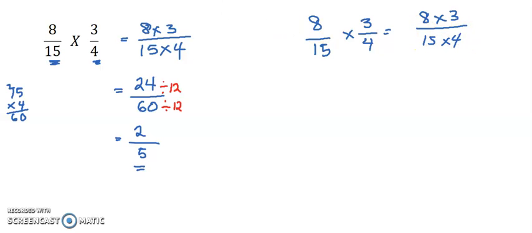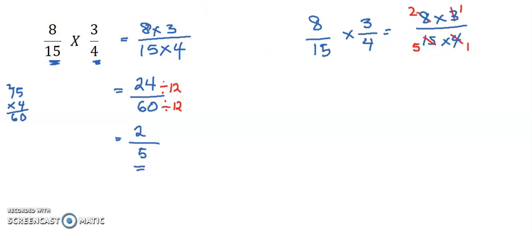Is there anything here that we can reduce before we multiply? Look at this. We can say 3 divided by 3 is 1. 15 divided by 3 is what? 5. Is there anything else that we can reduce? Yes, there's something else. Look at the 8 and the 4. We can say 4 divided by 4 is 1, and 8 divided by 4 is 2.